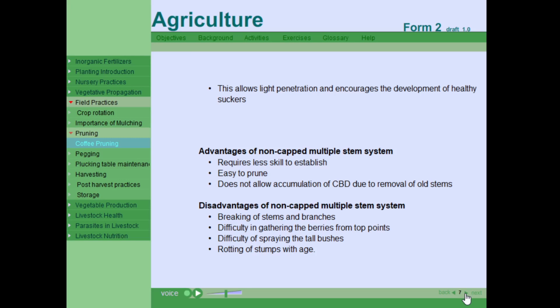Sucker removal is stopped 18 months before cutting down. 3 suitable evenly spaced suckers are selected. Inward pointing laterals should be cut higher towards the end of the cycle. This allows light penetration and encourages the development of healthy suckers.